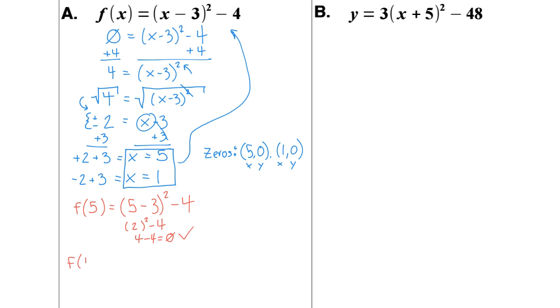Let's try it with 1. If x was 1, let's see what happens. We've got 1 minus 3 squared minus 4. 1 minus 3 is just negative 2 squared minus 4. You can probably see already what's going to happen. Negative 2 squared is positive 4. And yes, that one comes out to 0 too. So we're super happy with these zeros right there.